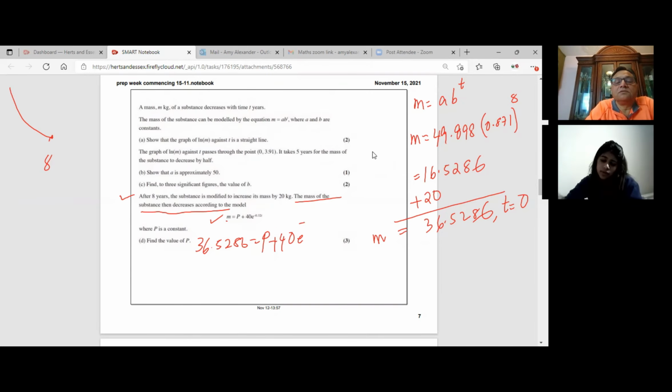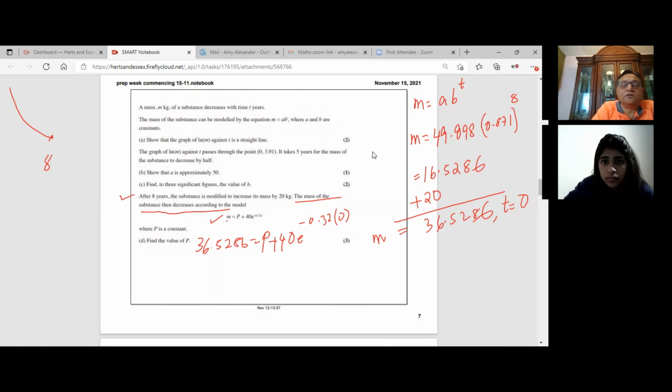0.32. E being 0 doesn't matter because it will end up being 1, right? Correct. So from here we can find the value of P. What is the value of P? 36.52 minus 40, minus 3.471.